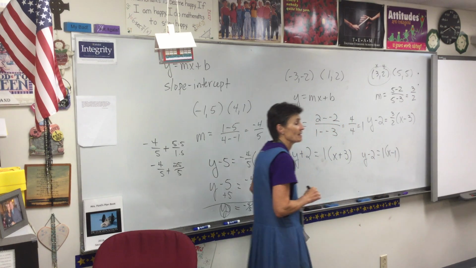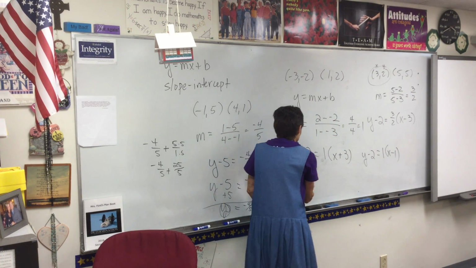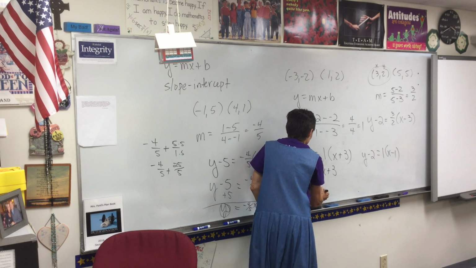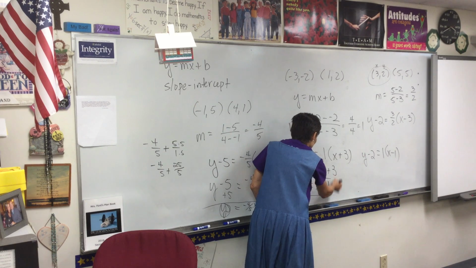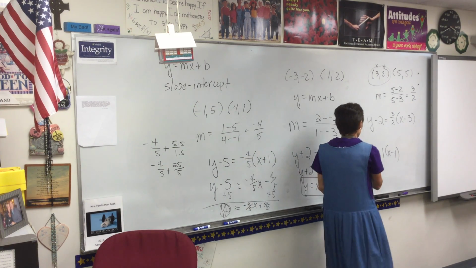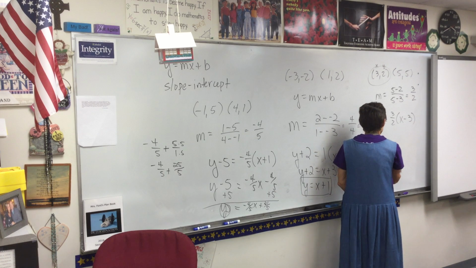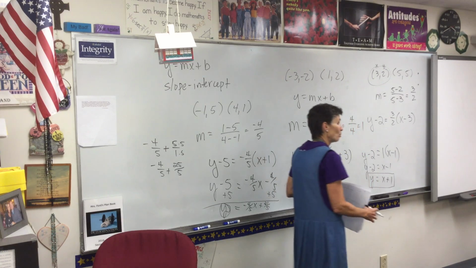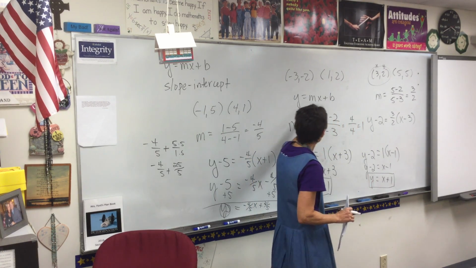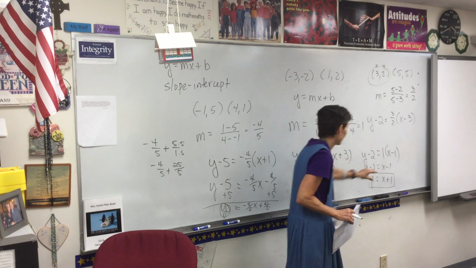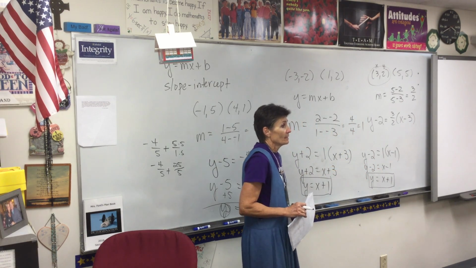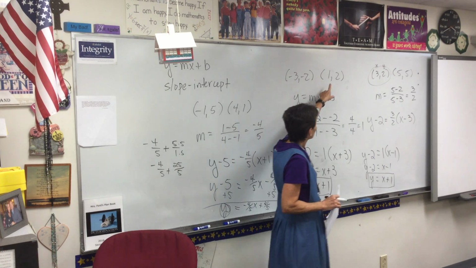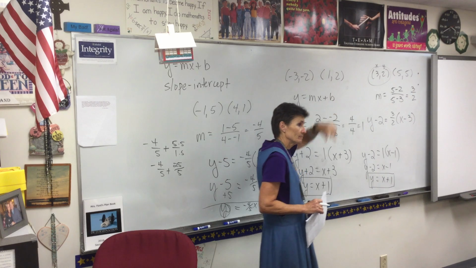I'm going to show you we're going to get the same answer. So y plus 2 equals x plus 3. Y equals x plus 1. And if I do it this way, y minus 2 equals x minus 1, and y equals x plus 1. See how it doesn't make any difference which point you use? I use the first point here and the second point here, and look at my answers. It doesn't matter what point you use. So if you like that one because there's no negatives, use it.